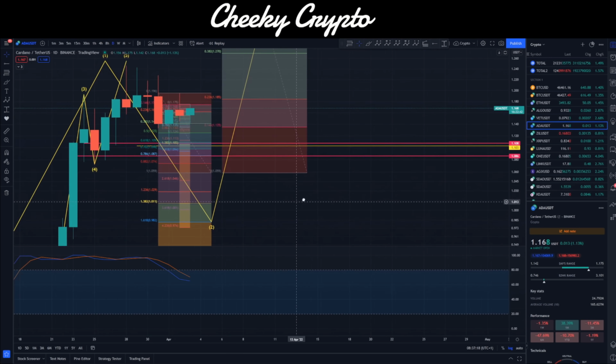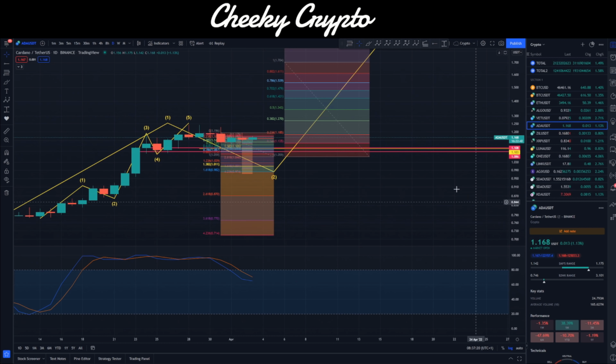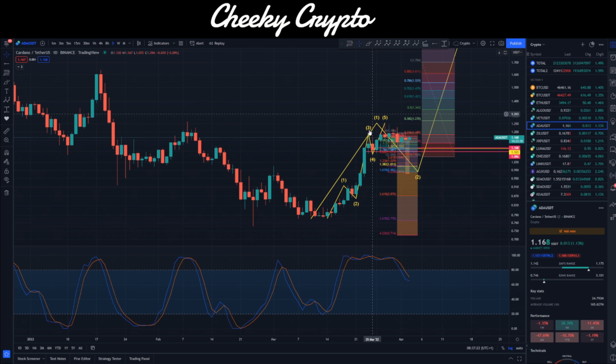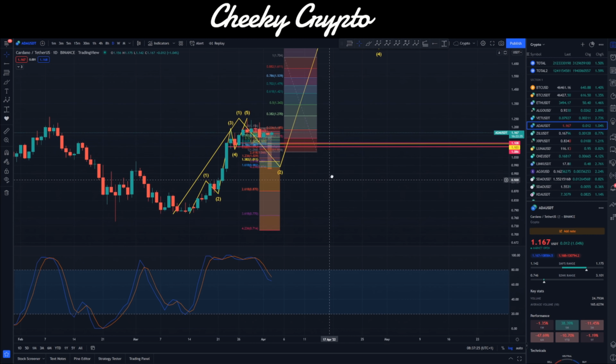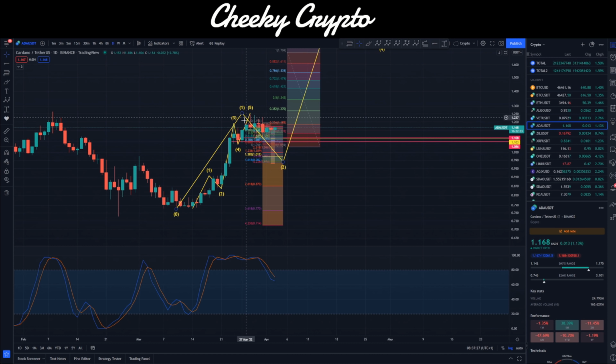So, there's a lot of fantastic things going on here for Cardano, and I know it's a little bit frustrating that maybe we didn't have the third wave, but we've still got that structure in place for 5 waves up on the daily chart.